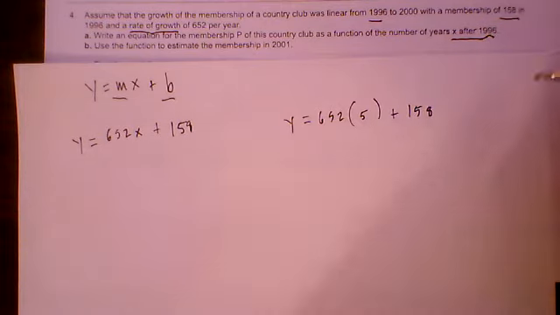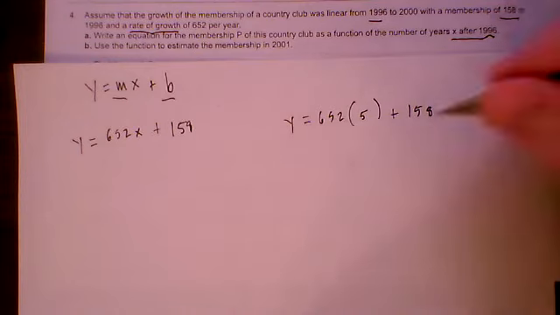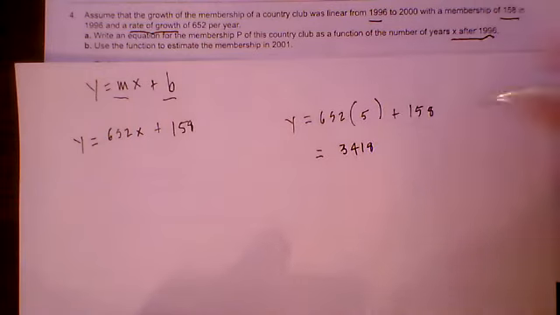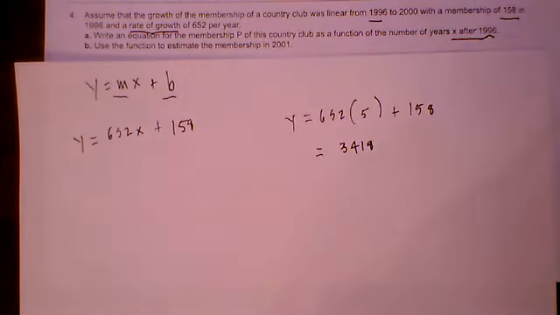And then we're just going to work that out. Put that in your calculator and you've got it. I get 3418 for this one. So again, the key to problems like this is really focusing on your scale. What does your X value actually mean? In this case, it's 5 because 2001 is 5 years after 1996.